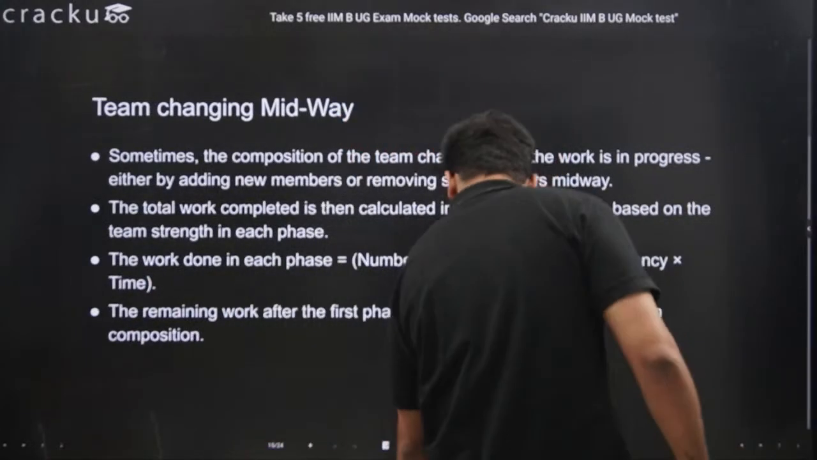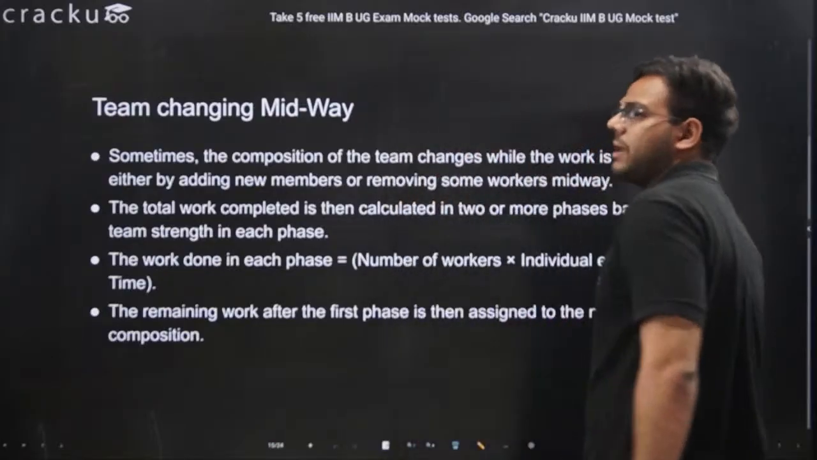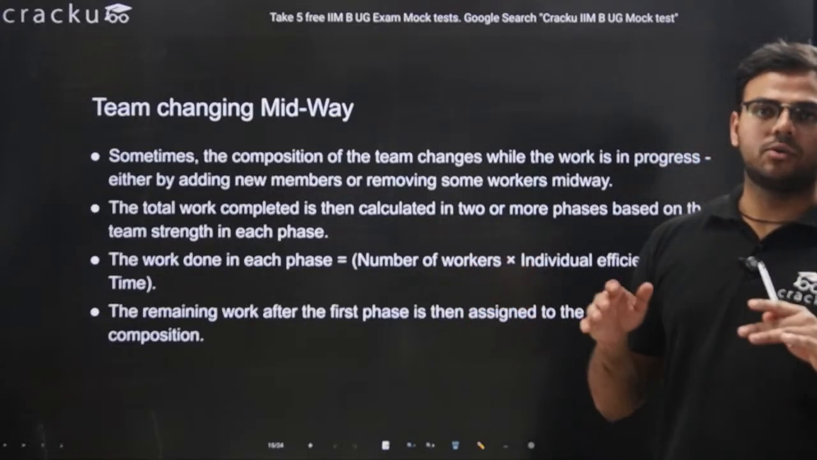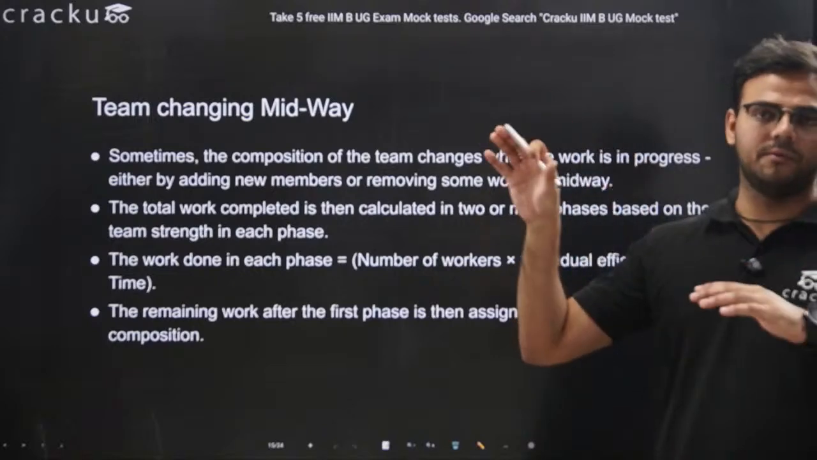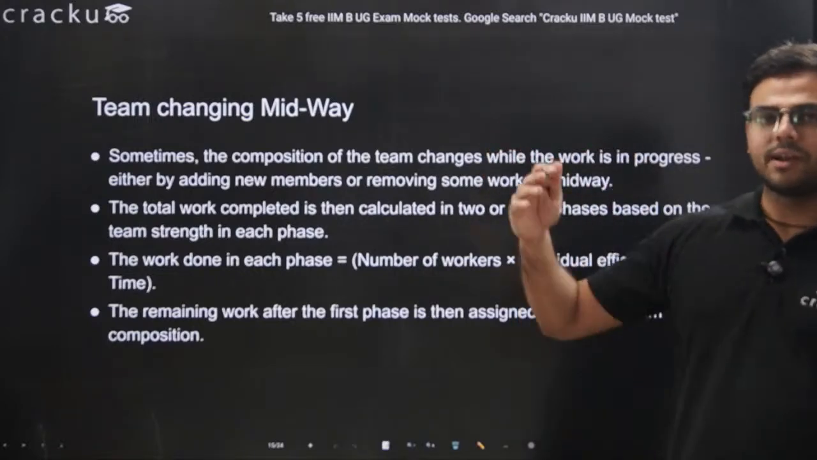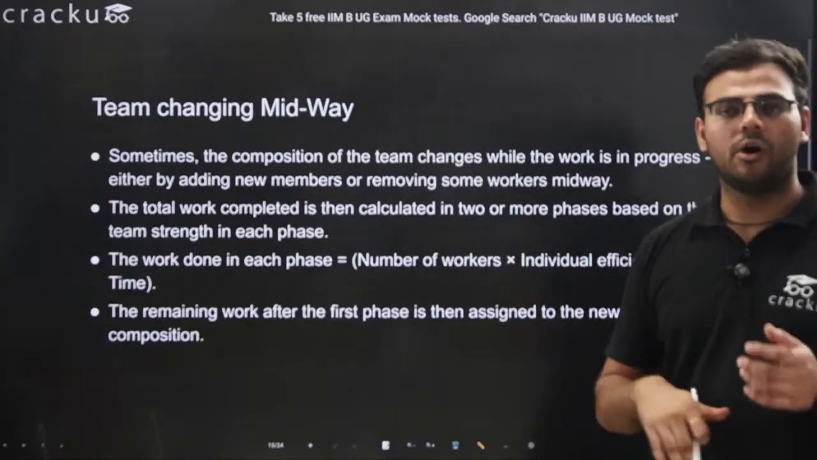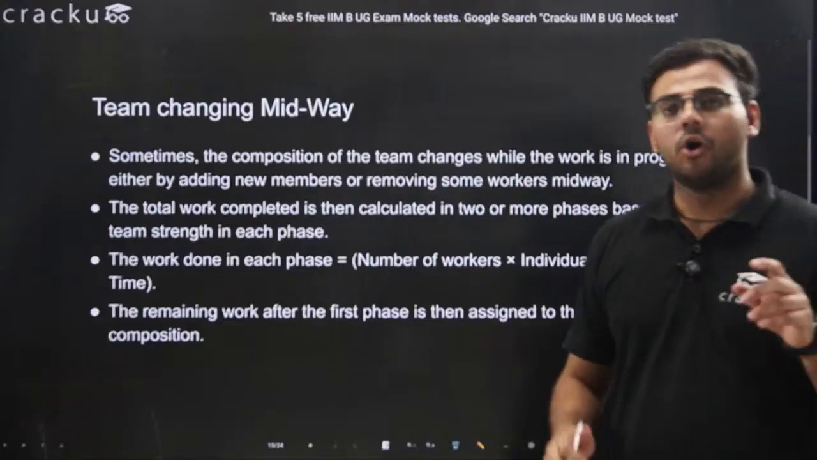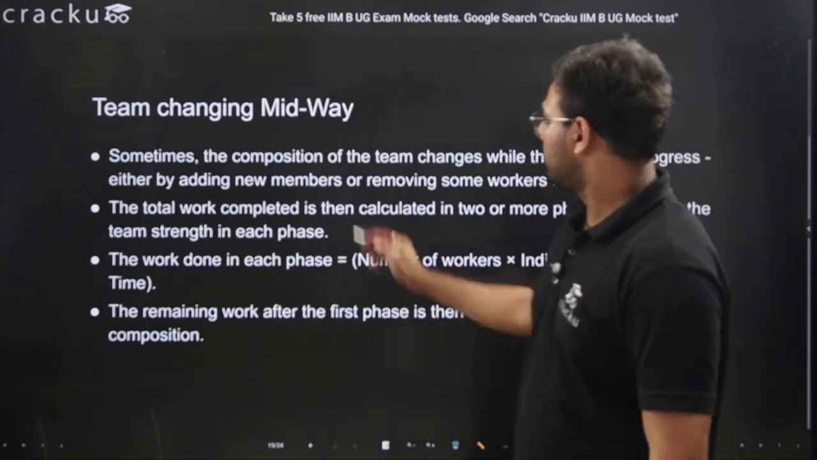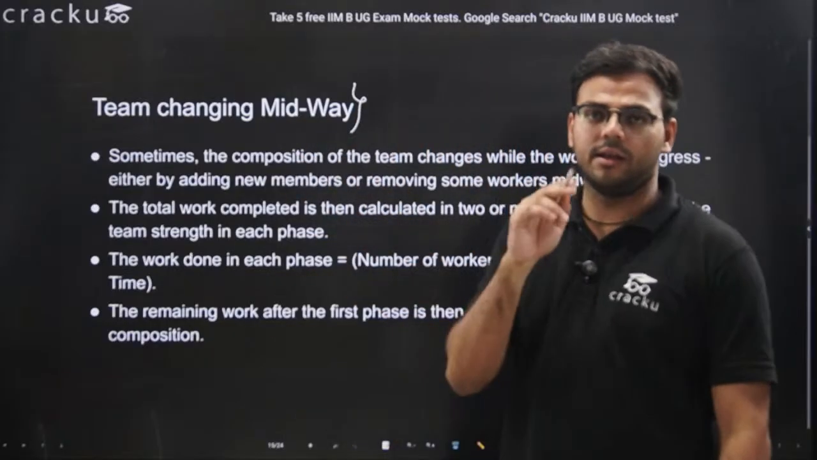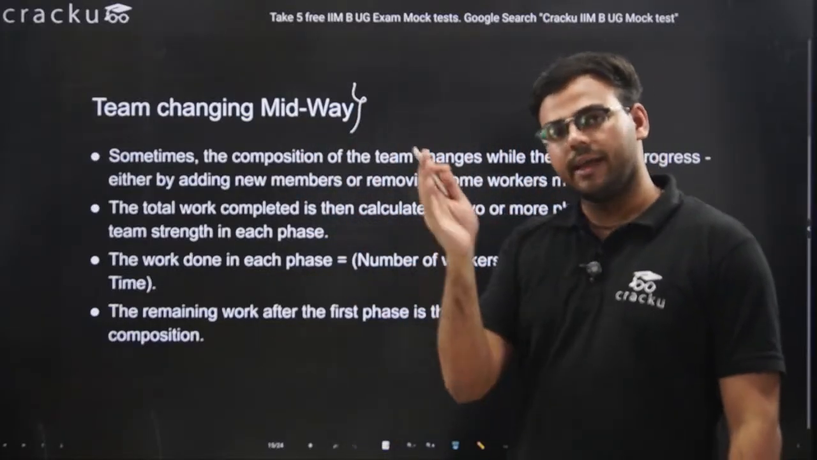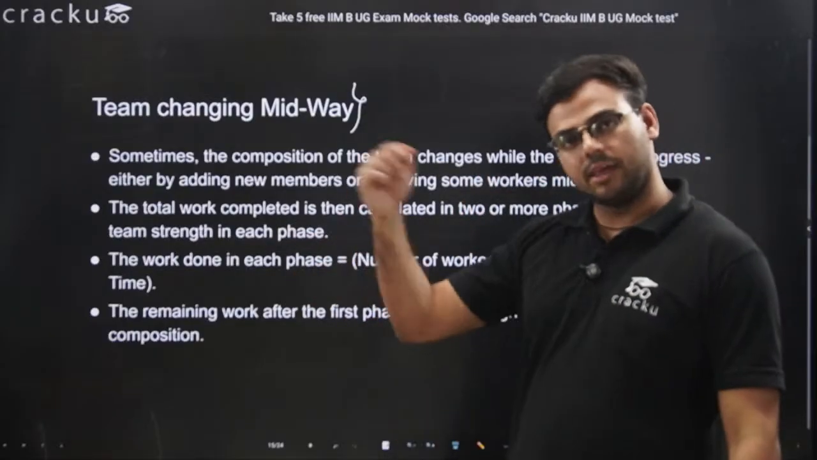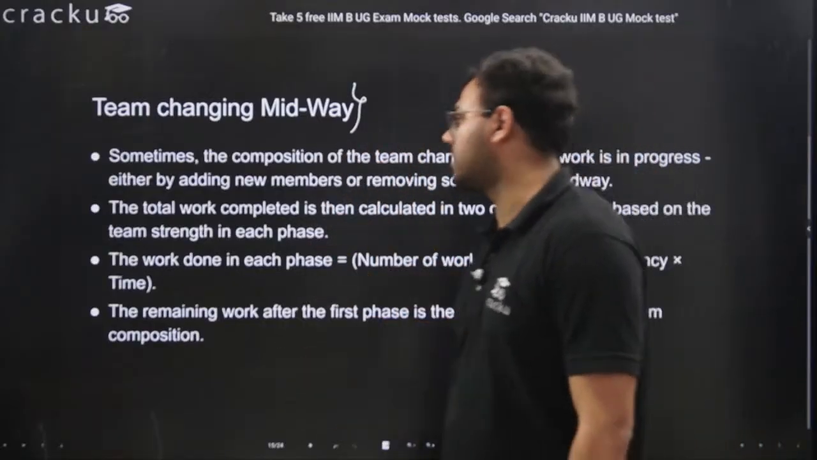Okay, so we have another concept, which is team changing midway. Sometimes A and B start working together on some work, but after X number of days, A leaves, or after X days, C also joins them. So either one person is leaving or one person is joining, and the team is changing midway. Initially A and B were working, but after X days A left, so only B is working. Or A and B are working, and after X days C also joined, so now A, B and C are working.